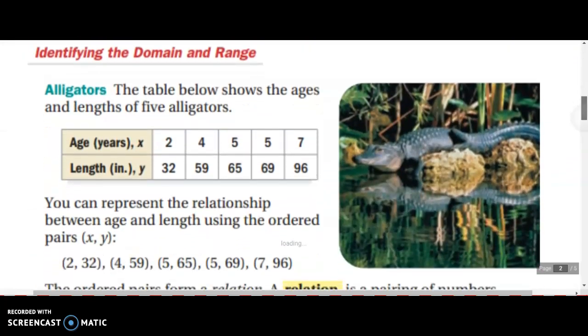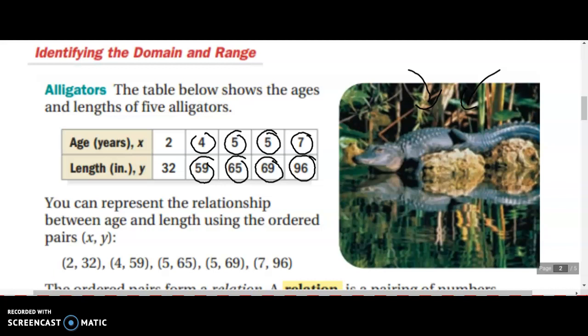All right. Today, we're going to start with identifying domain and range. So here, we've got a mean, gnarly alligator right here. And the table below shows the ages and lengths of 5 alligators. So the 2-year-old alligator that they have is 32 inches long. The 4-year-old alligator is 59 inches long. The 5-year-old alligator is 65 inches long. Another 5-year-old alligator is 69 inches long, and a 7-year-old alligator is 96 inches long. Okay?